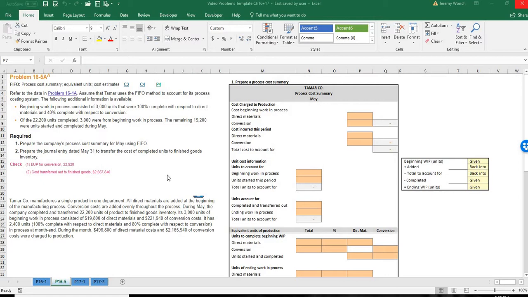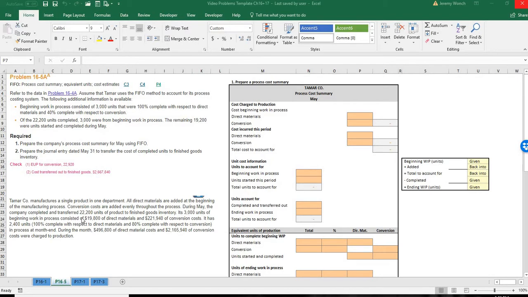The best way to understand it is to start working our way through a problem. In problem 16-5, it says to look at the info from 16-4. We have that down here. We have a company with a single product in one department. All the direct materials are added at the very beginning of the manufacturing process. The conversion costs are added evenly throughout the process. During the month of May, they completed 22,200 units and sent those to finished goods. They started the month with 3,000 units.